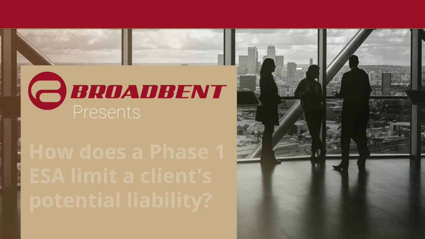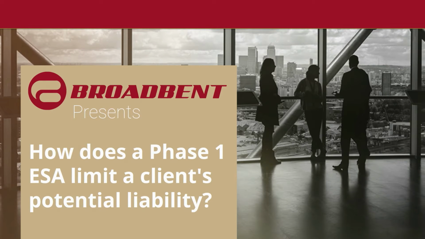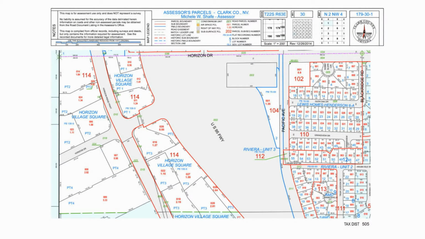How does a Phase 1 limit a client's potential liability? If you've performed proper due diligence by having a Phase 1 ESA prepared prior to property acquisition and later discover contamination on the property resulting from historical use, you will be protected from being liable. Here at Broadbent, we carry a $1 million liability insurance policy. This provides protection not only for us, but for our clients, and that's something that discount providers don't always have.